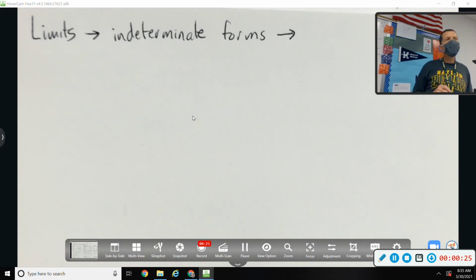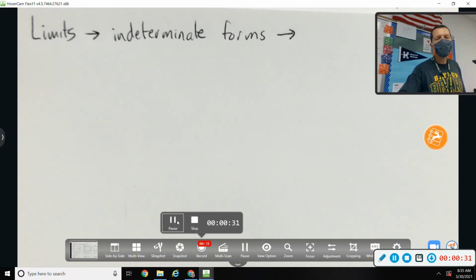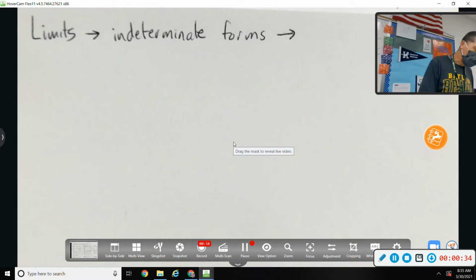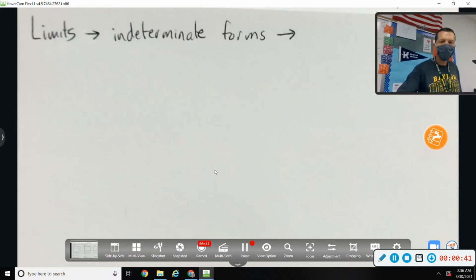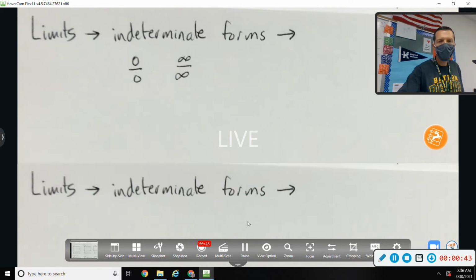All right, indeterminate forms of the limit. We've seen these before. Indeterminate forms of a limit are when the limit equals 0 over 0 or infinity over infinity. There we go.